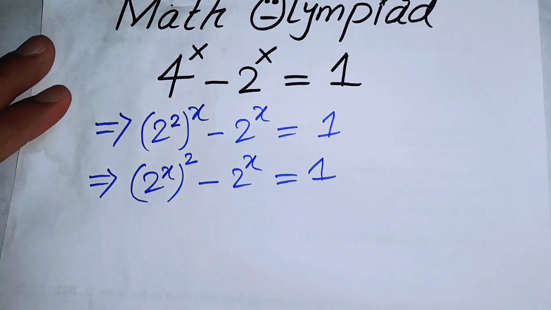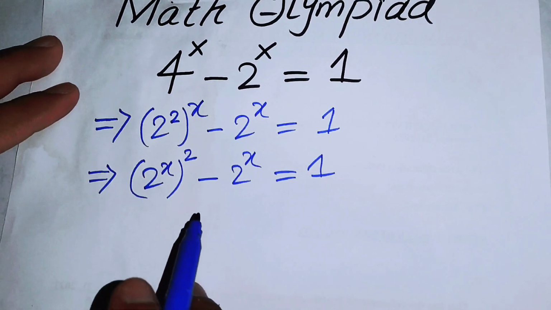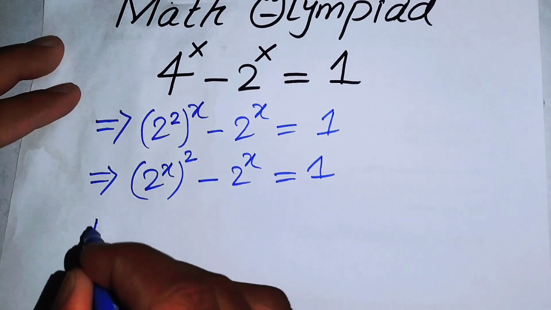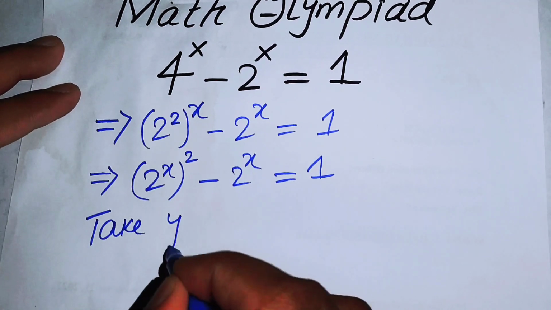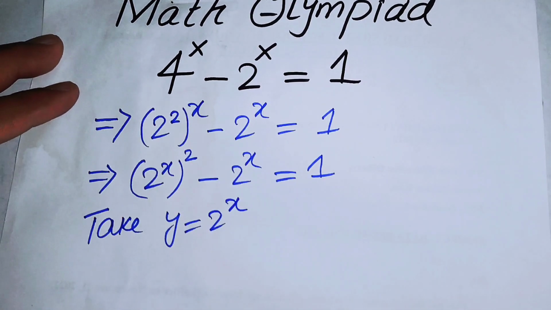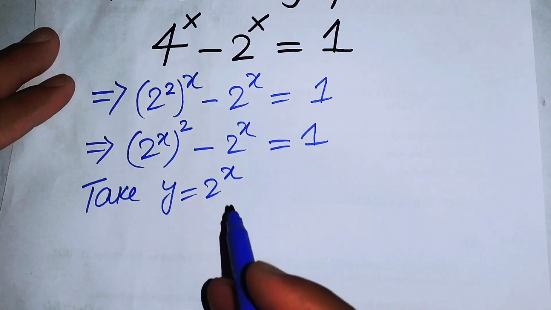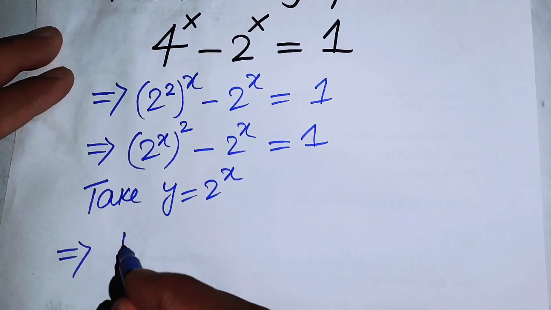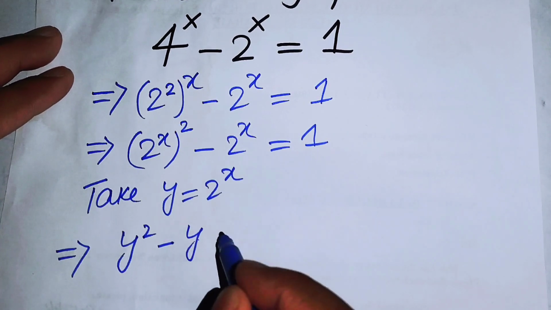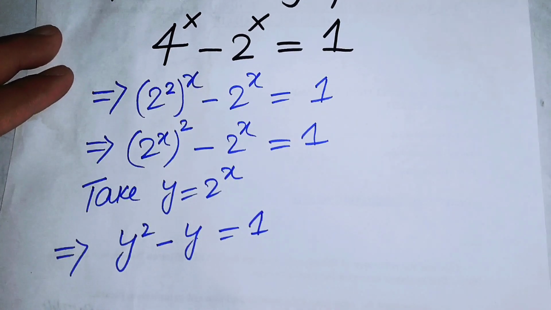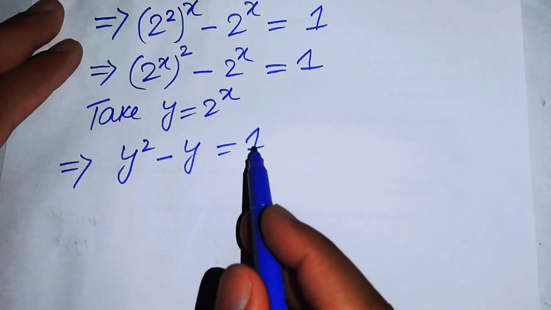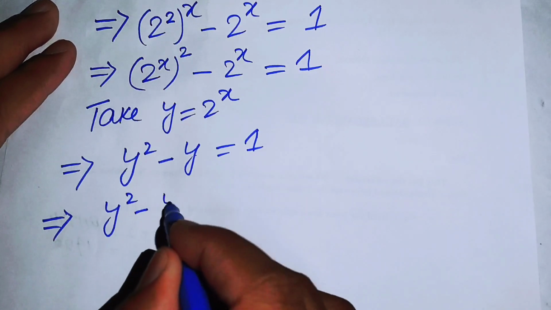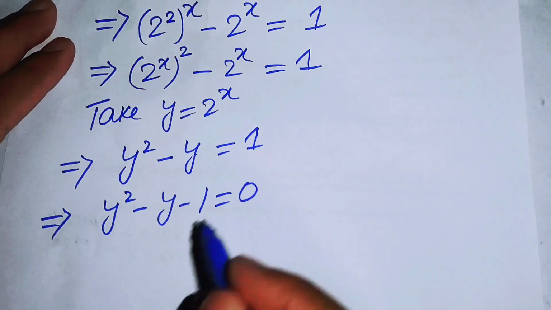Now our next target is to convert this exponential equation into a quadratic equation, so I will take y is equal to 2 to the power of x. When we take y is equal to 2 to the power of x, this exponential equation becomes polynomial form, and it becomes y square minus y is equal to 1. After that we move this 1 to the left hand side, so it becomes y square minus y minus 1 is equal to 0.